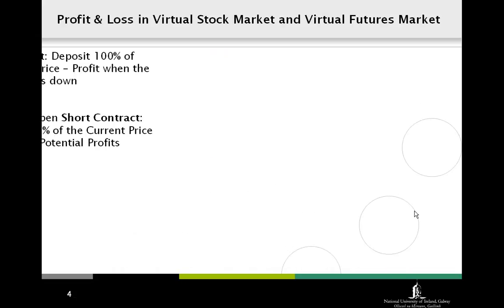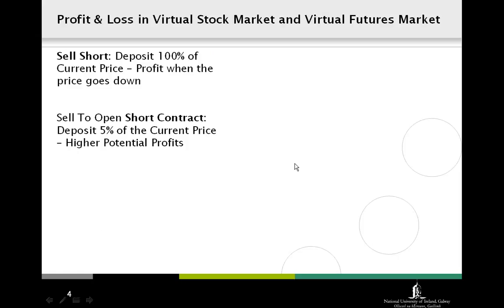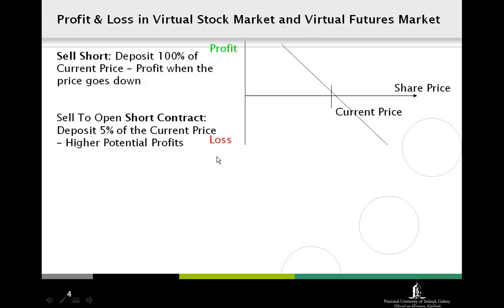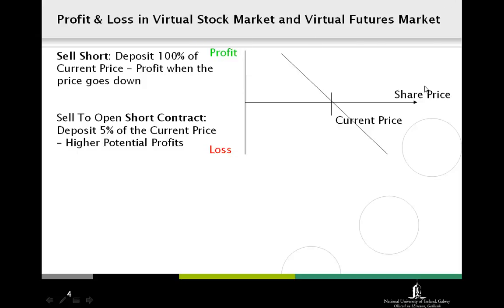In case of the strategies for a bearish expectation, we may sell short in the virtual stock market and we deposit 100% of the current price, and we may sell to open short contracts in the virtual futures market and we deposit only 5% of the current price. Here is the same. We have the share price and the profit and loss. When the price goes down by €1, the profit is €1. When the price increases by €1, the loss is €1.